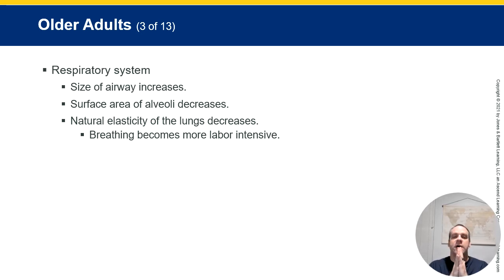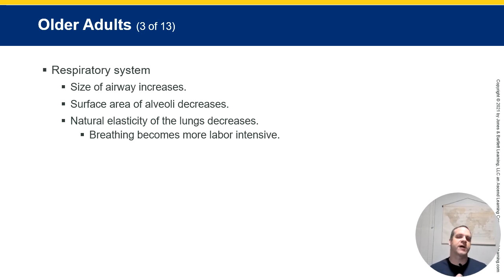Now let's look at the respiratory system. Aging actually causes several structural changes here as well. First, the airway is going to become wider, but that doesn't necessarily mean that breathing becomes easier. In fact, the elasticity of the lung decreases, and so does the surface area of the alveoli, where gas exchange is taking place. That means breathing becomes more labor intensive. As a result, older adults may tire more easily or become short of breath with activity.